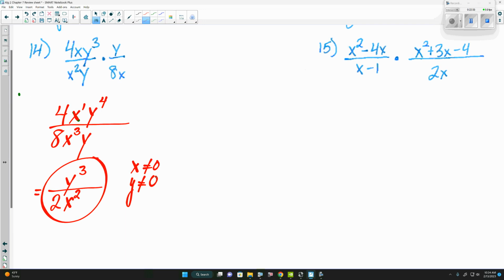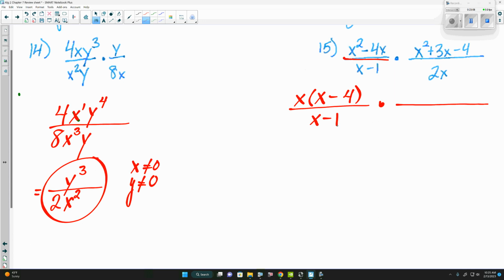Let's look at the next one, 15. Now this one here, we have a few more terms, so we do need to factor first. So when we look at the first one, x squared minus 4x, whenever we look at any of these individually, we do look for a greatest common factor first. Is there a greatest common factor between x squared and 4x? X, so we factor it out. And if I factor an x out of x squared, we're left with x, minus an x out of 4x is 4.